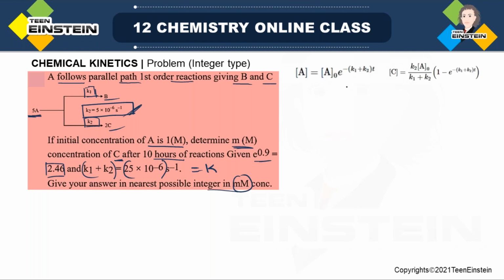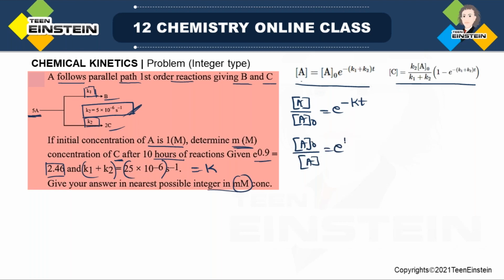For a first order parallel path reaction, this type of expression we have already seen. So if we use this expression, A divided by A naught is equal to e to the power minus (K1 plus K2) t, that means e to the power minus kt. Now if we interchange the numerator and denominator, the negative sign will be removed. Now the value of kt: the k value is given.